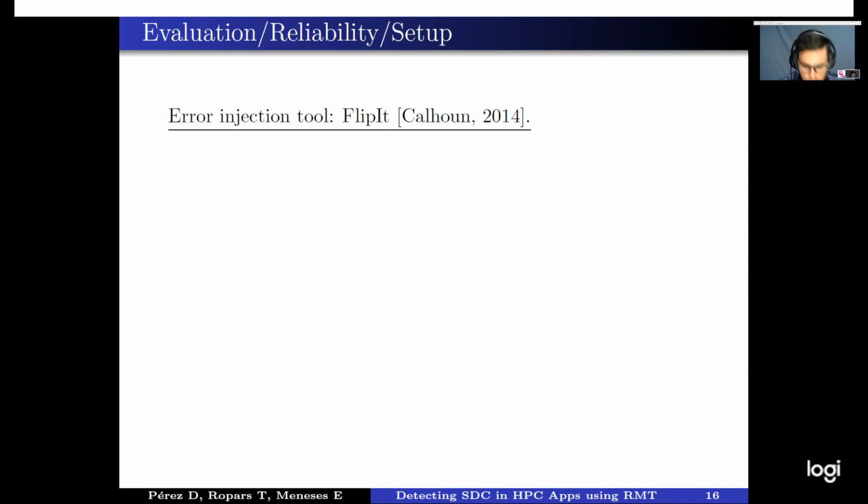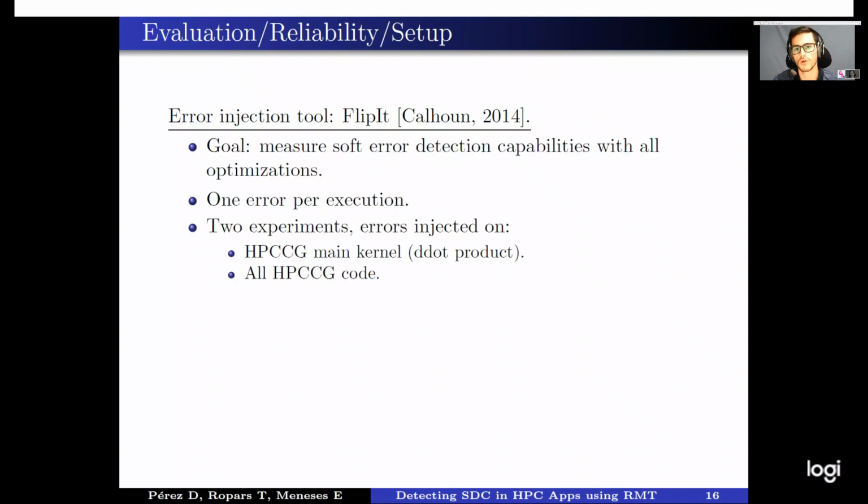In order to measure that, we have to inject soft errors, and we used a tool called Flipit, which is from Calum. The goal is to measure the soft error detection capabilities with all the optimizations. There is only one error injected per execution, and we have two experiments. One where we allowed errors only at the main kernel of the HPCCG app, which is a d-dot product between two vectors, and another one where we allow errors in all the HPCCG code.